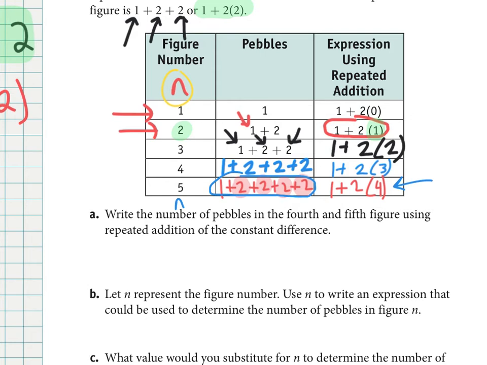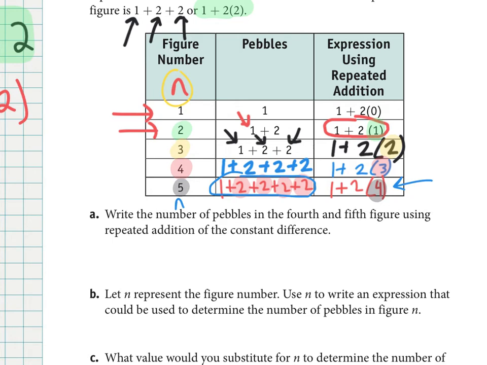In the third figure, we added 2 twice. In the fourth figure, we added 2 3 times. In the fifth figure, we added 2 4 times. So the number of times that you add 2 is always whatever n is minus 1. Okay, let's think about that.